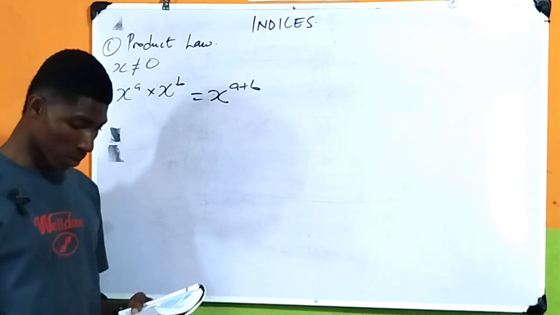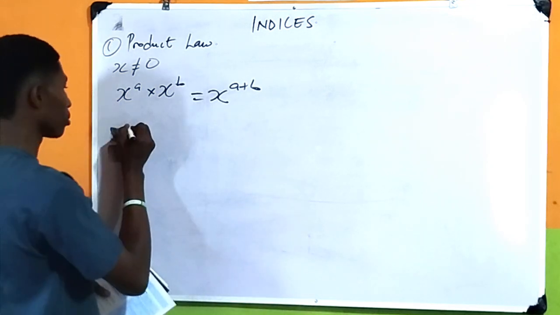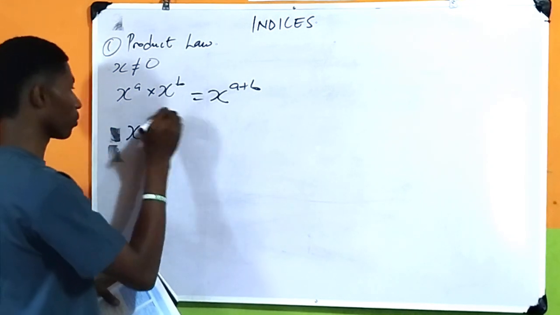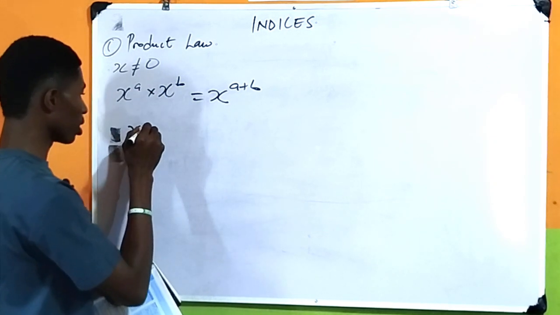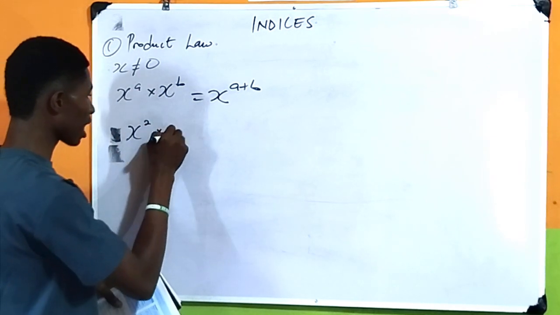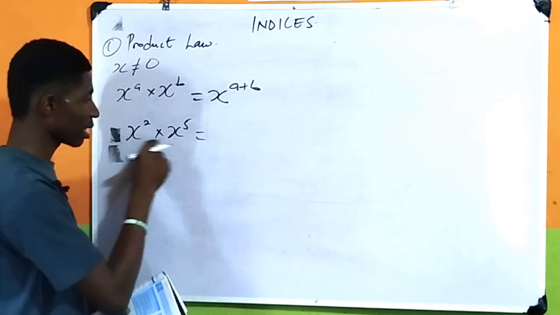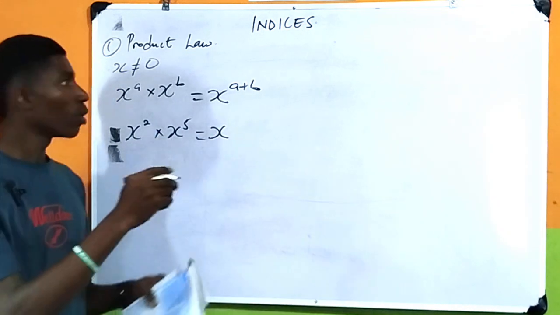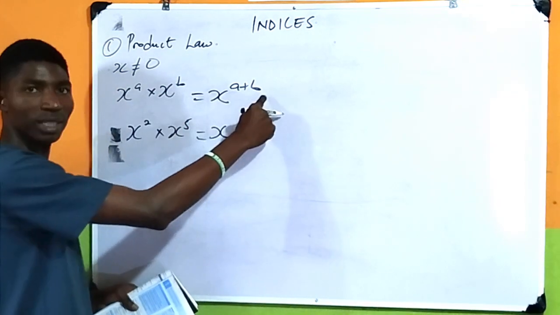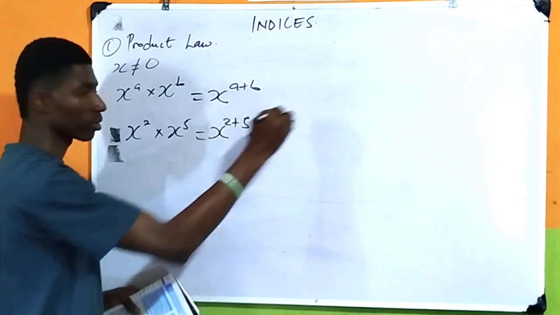Let's take these examples. Let's make use of numbers, not variables a and b. X power 2 times x power 5. Are the bases the same? The bases are the same, x. So since the bases are the same, we sum up the exponents. So 2 plus 5, which is equal to x power 7.